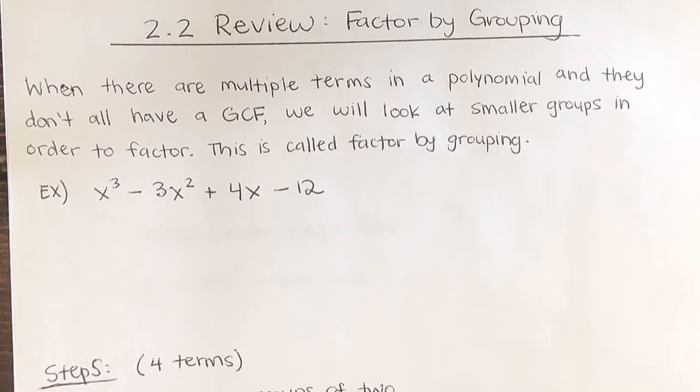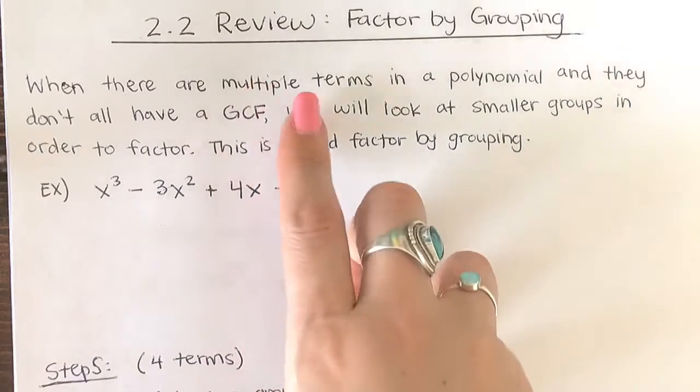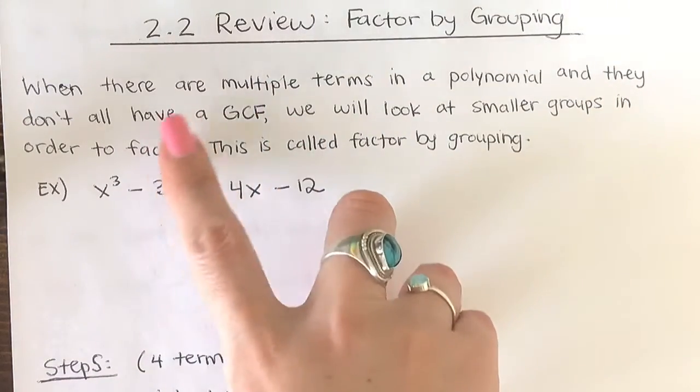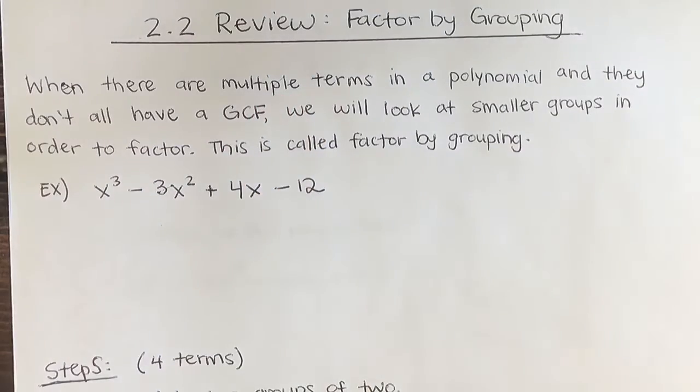So, just a reminder, when there are multiple terms in a polynomial and they don't have a common factor between all of the terms, what we want to do is look at smaller groups at a time in order to factor it. So that's what factor by grouping is.